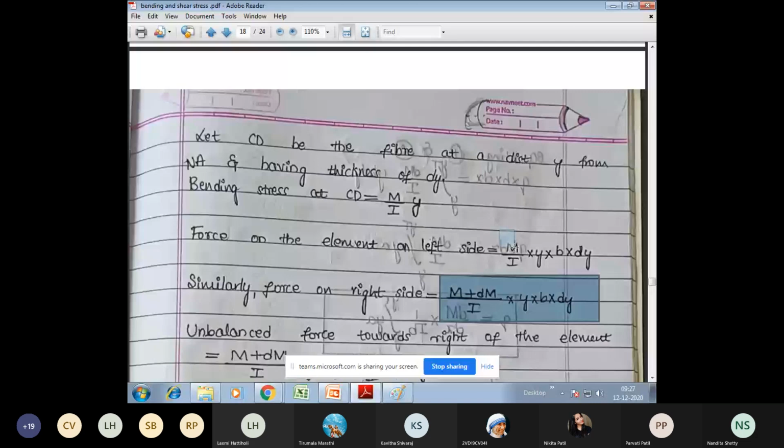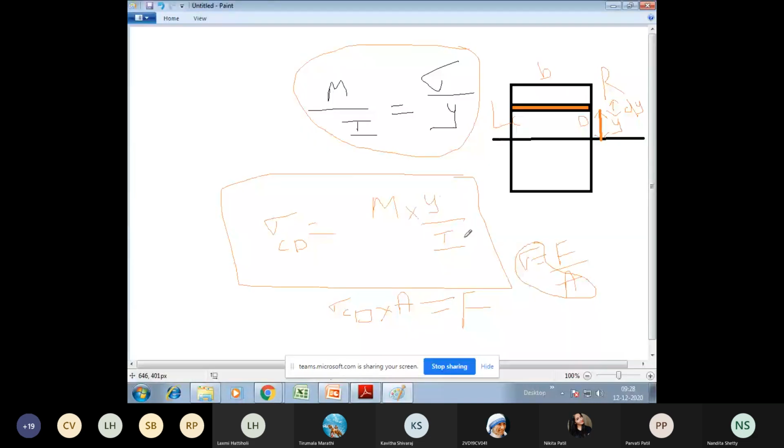Please observe this. Where exactly is this force acting? This is the force acting on the left side, and this is at the right side. So this is the left side and this is the right side. You have two forces now: one force which is acting on the left side, one force which is acting on the right side.